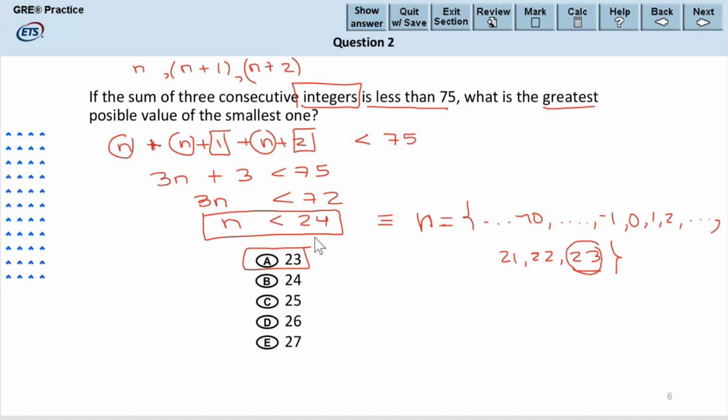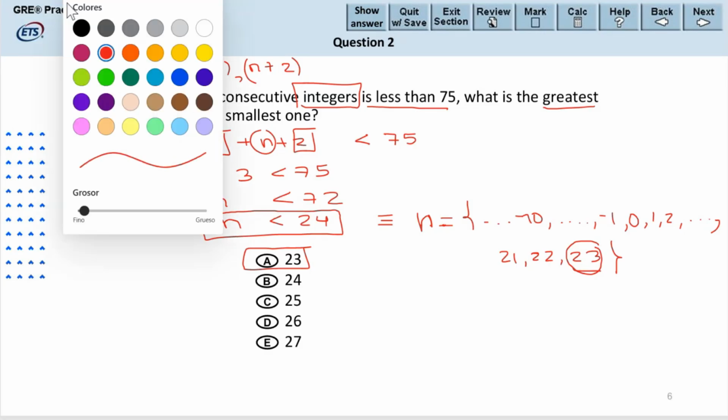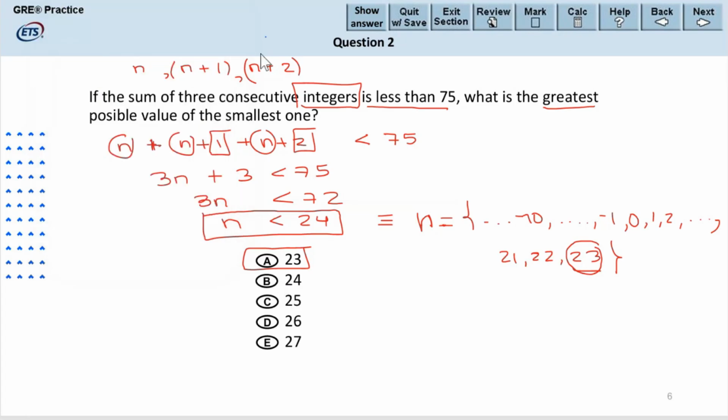Does anyone have another approach that could be interesting? Another way to approach this? Otherwise, I can give you one. Okay? Let's think more numerically instead of algebraically.